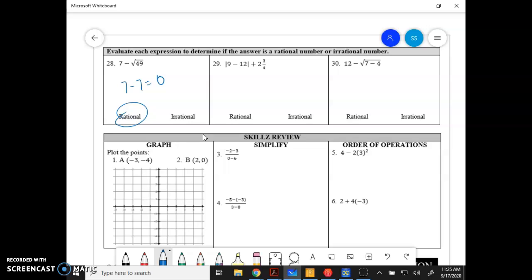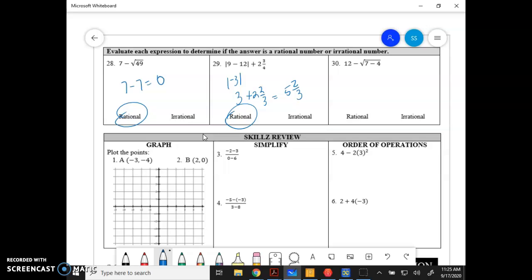Let's see, we have 9 minus 12, which is -3, still in the absolute value bar. Then we take the absolute value of -3, which is +3, and we add it to this mixed number, and we're left with 5 2/3. So this is a fraction, right? It's a mixed number, but it's a fraction. So this is rational.